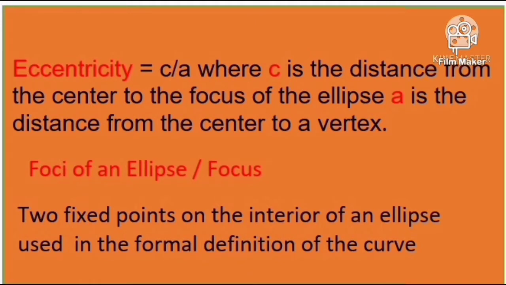Eccentricity is equal to C divided by A, where C is the distance from the center to the focus of the ellipse, and A is the distance from the center to a vertex. Foci of an ellipse, or focus: two fixed points on the interior of an ellipse used in the formal definition of the curve.